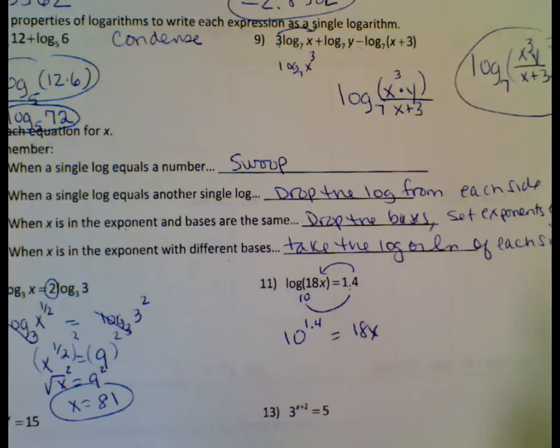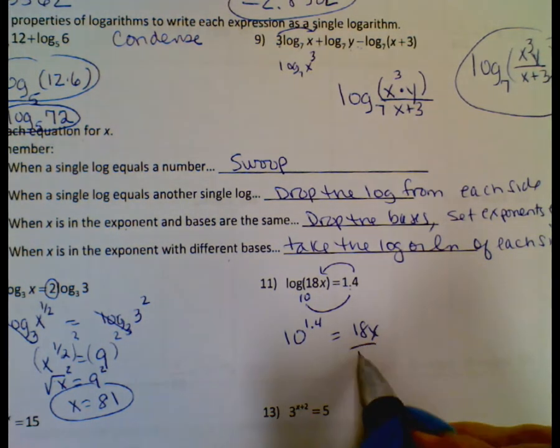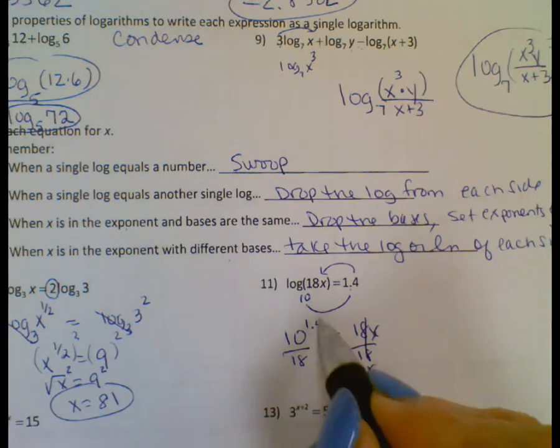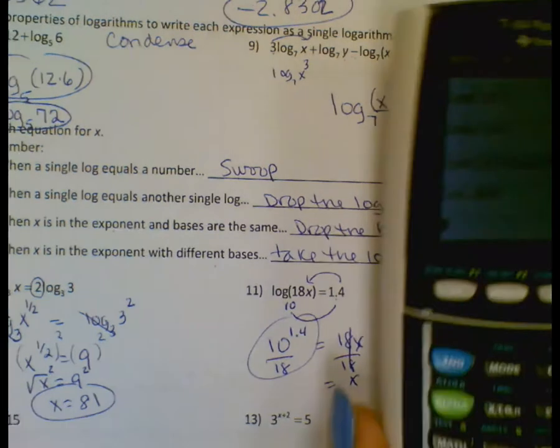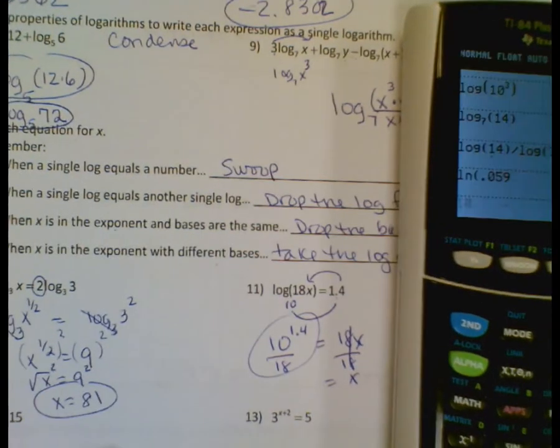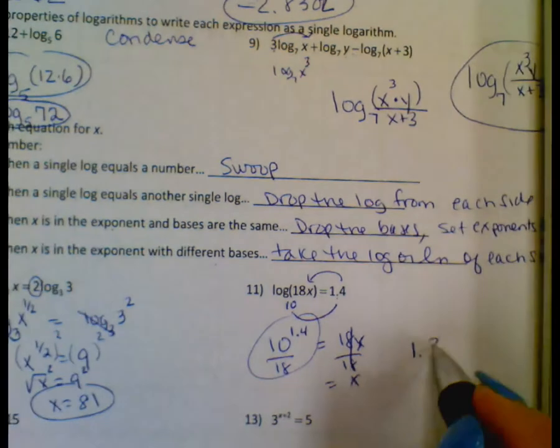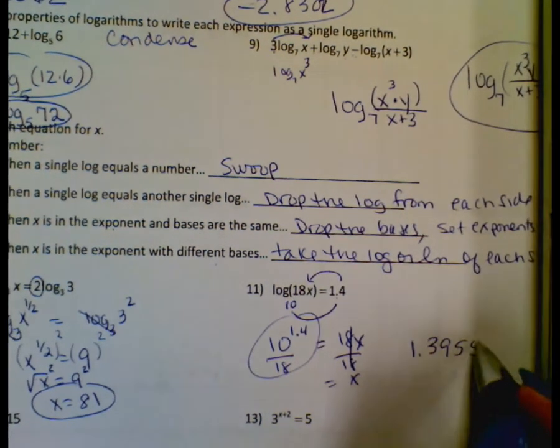Now to solve for x, what do we have to do? We should get rid of 18. So x equals all of this. So let's punch that into our calculator because you don't want to leave that ugly answer. So we have 10 raised to the 1.4. Press equals and then divided by 18. And that is 1.3955.